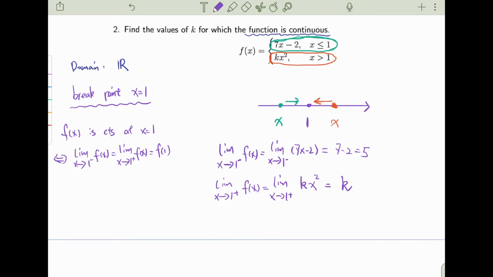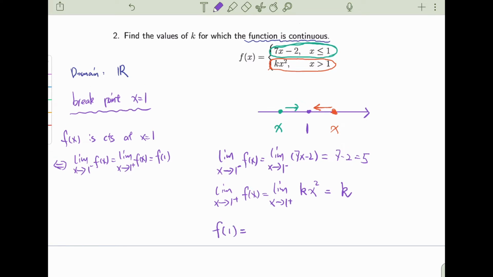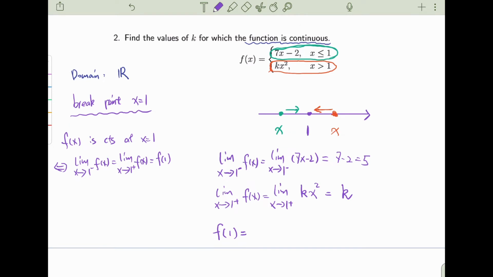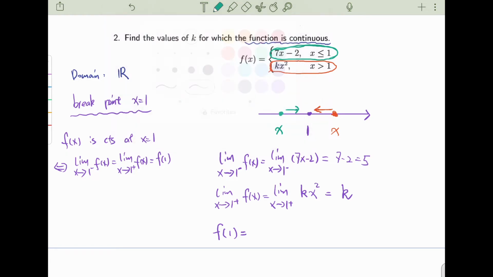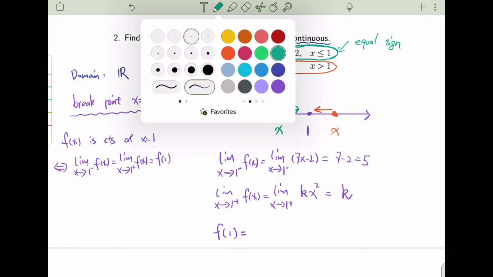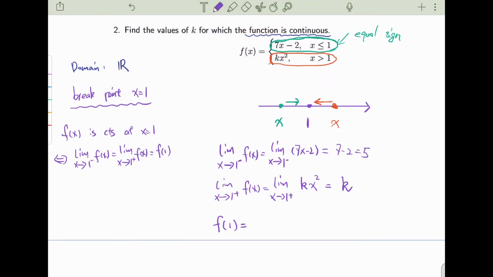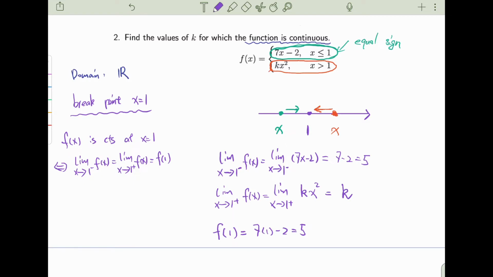And now let's find the last thing, that is the value of the function f of 1. When x is equal to 1, you're also going to use the green expression because there is an equal sign there in the green expression. So you're going to substitute 1 into the green expression to get your value of the function. That is 7 minus 2, which is 5. Now we have these three things here, right?